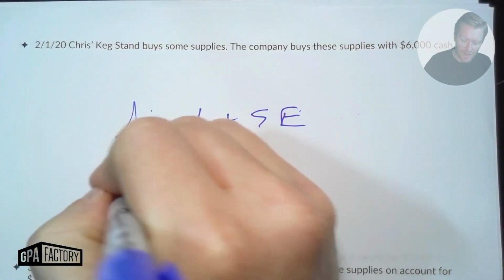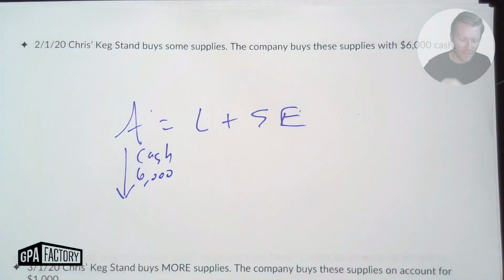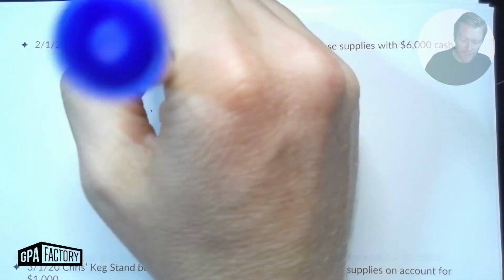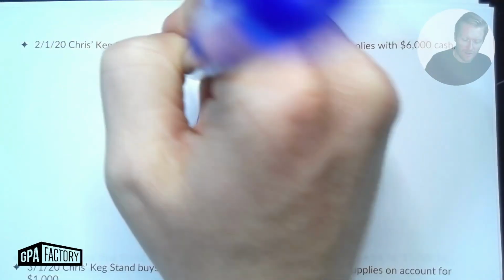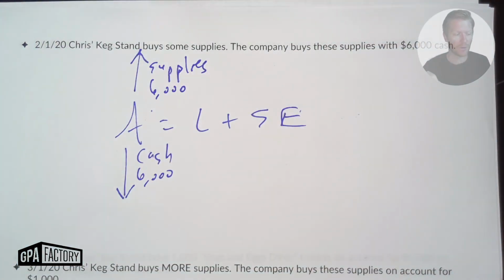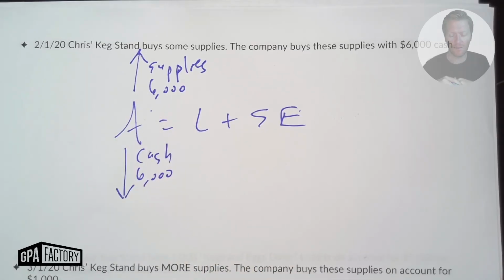So again, I like to look at cash first. I'm going to say cash is definitely going down by $6,000. We are paying cash. Now, what are we getting for this cash that we've just paid? We are getting some supplies, also an asset account. So supplies are going up by $6,000 as well. It's going to go onto our books for what we paid for them. Does that remain in balance? Yes. Notice there's only the asset side here, but assets go up and down by the same amount, so we're still good.